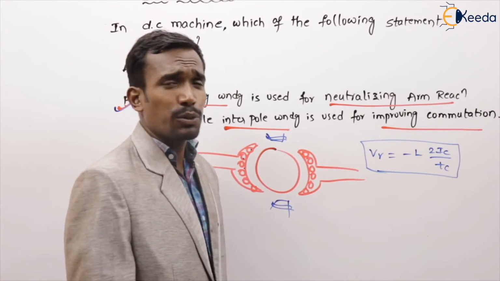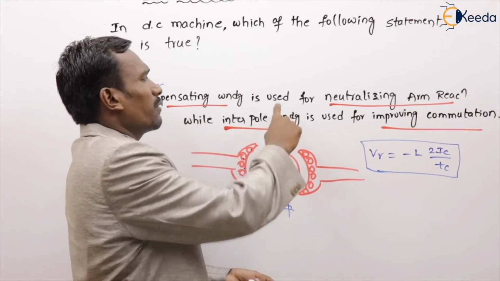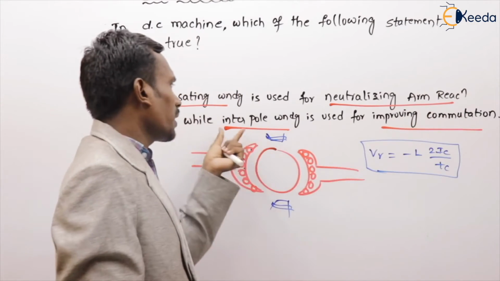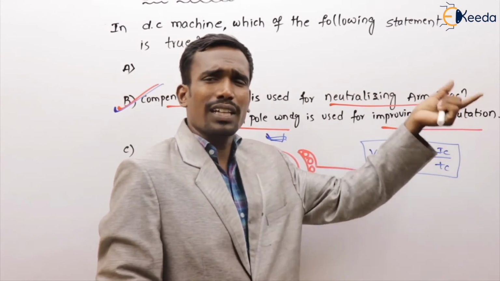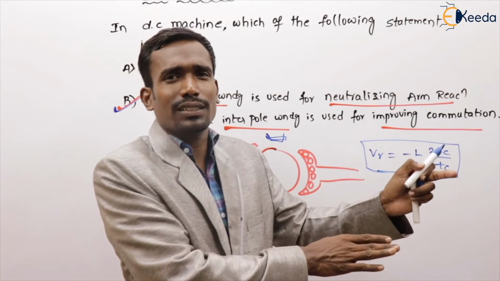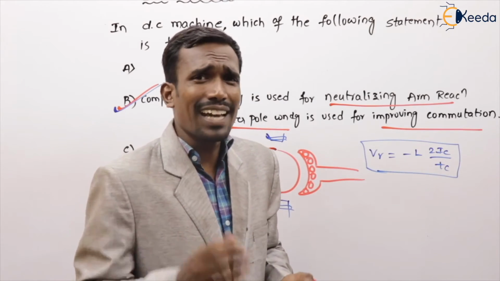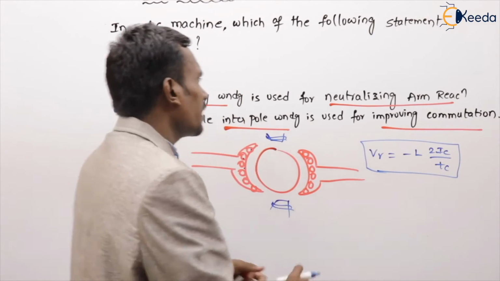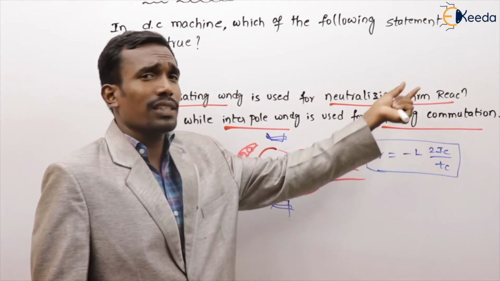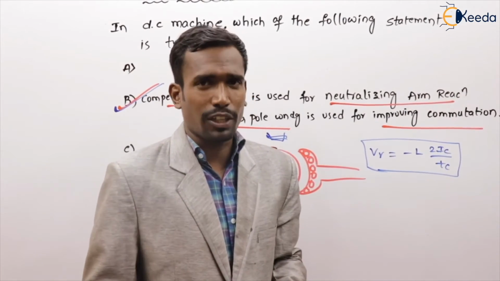They gave another option, the reverse. How will they give it? The compensating winding is used to improve the commutation, and interpolar winding is used to neutralize the armature reaction. Both are used to neutralize the armature reaction. Both are used to improve the commutation. Like that, they will give you options. In that, this is the 100% correct answer: compensating winding is used to neutralize the armature reaction, interpole winding is used to improve the commutation.